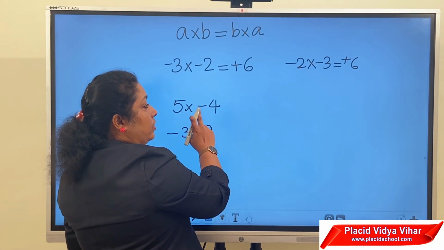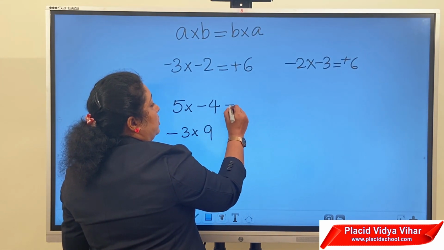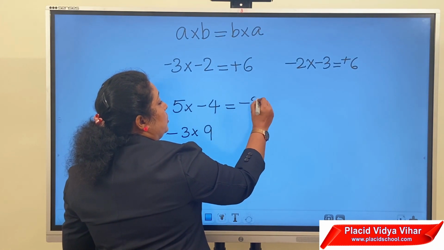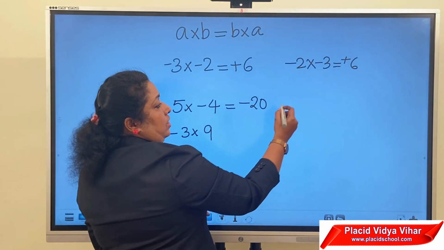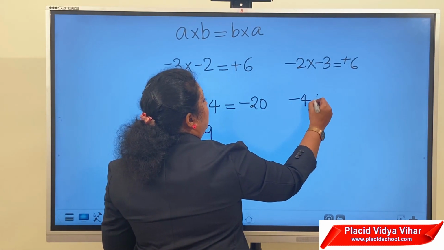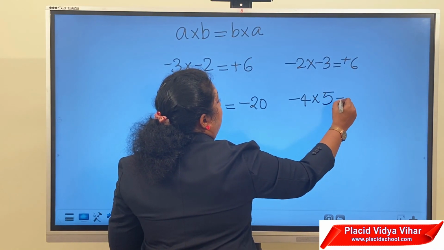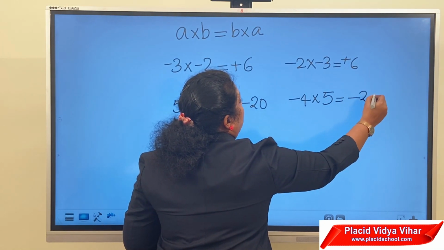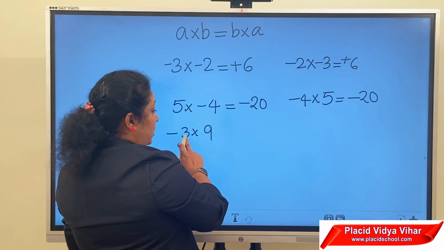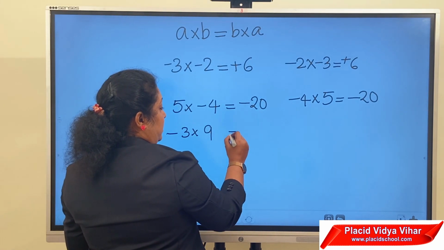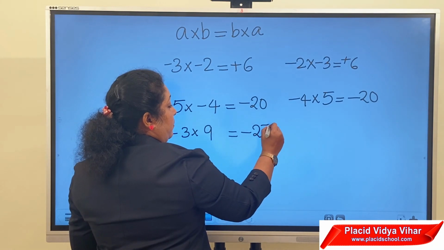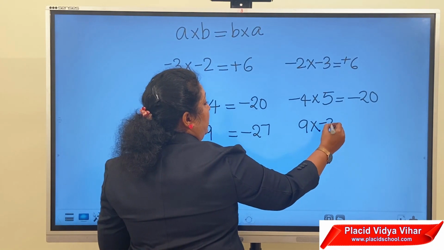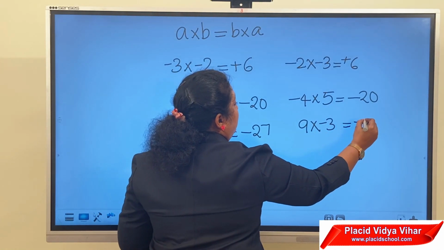This question, 5 into negative 4. Positive into negative, the answer is negative. 5 4s are 20. The reverse order, negative 4 into 5, negative into positive, the answer is negative. 4 5s are 20. This question, negative 3 into 9, the answer is negative 27. The reverse order, 9 into negative 3, the answer is negative 27.